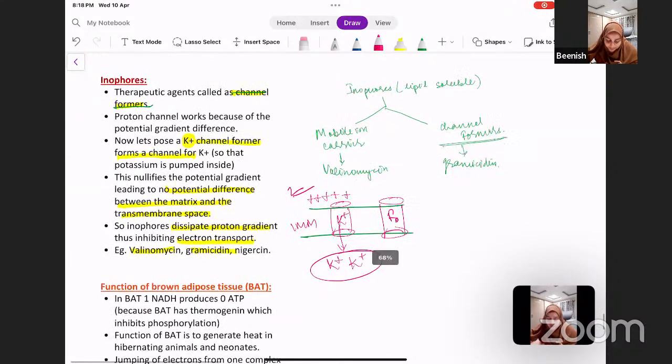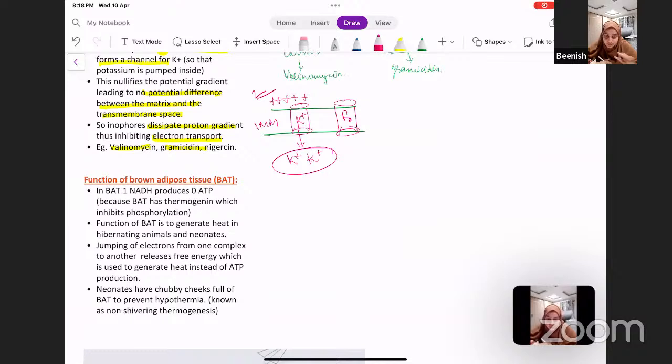Okay. Now, the function of brown adipose tissue. In brown adipose tissue, one NADH produces 0 ATP because it has thermogenin, which inhibits phosphorylation. Your NADH was producing ATP, but what happens? In your brown adipose tissue, there is a physiological uncoupler present, that is thermogenin, because of which phosphorylation is not happening. So ATP is not being generated.